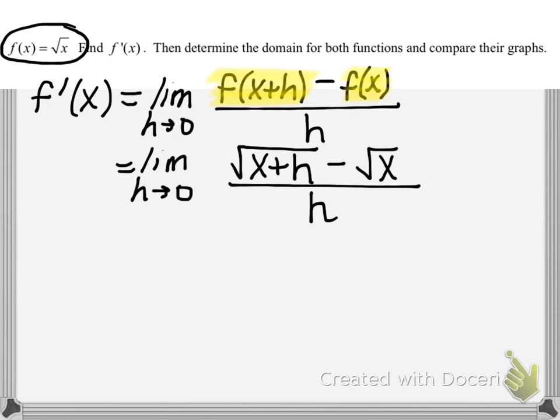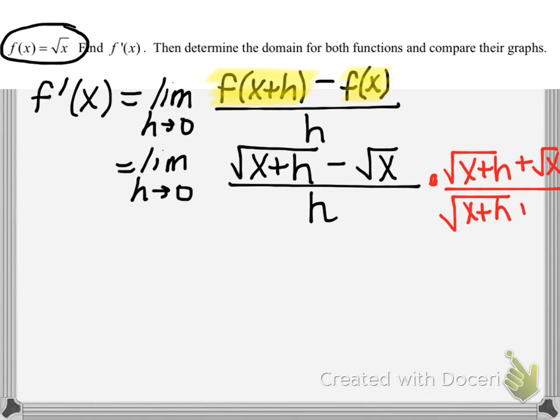So we want to try to do direct substitution, but of course we can't divide by 0. So we're going to algebraically manipulate this expression. And we're going to do that by multiplying by the conjugate. So the conjugate of the numerator is the square root of x plus h plus the square root of x. And then we're going to multiply by that in the denominator as well.